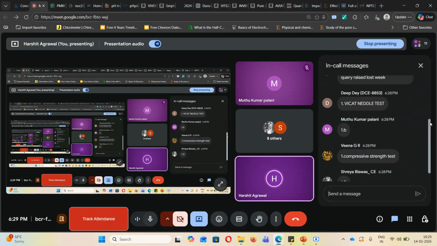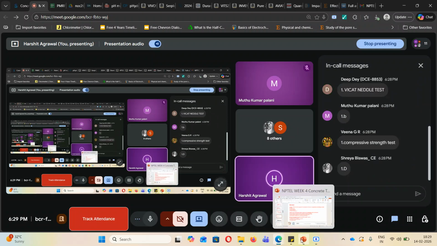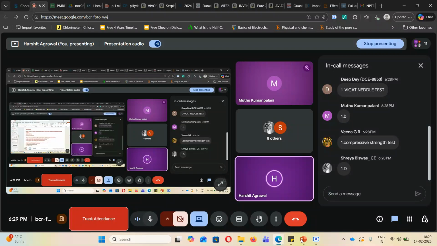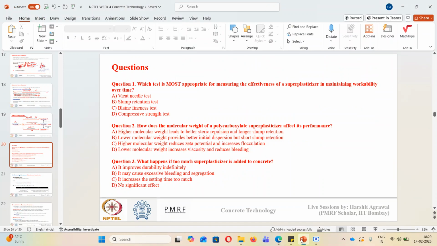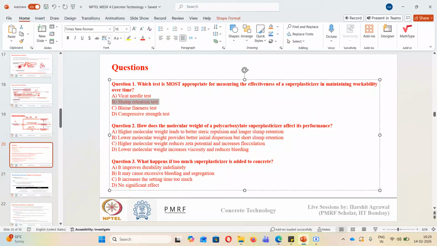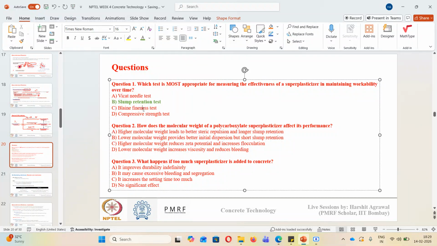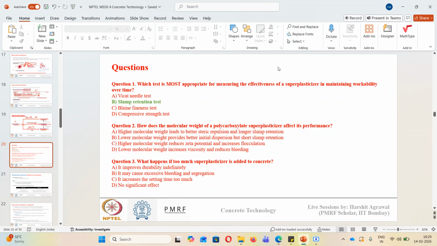So can anyone tell me the answer for question number one? What people are saying: Vicat apparatus, slump retention, compressive strength. Okay, we'll see. So the correct answer for first question will be slump retention test. Why? Because we are talking about enhancing the workability of concrete. Most appropriate measure for maintaining workability over time. Since we are talking about workability over time, we need to check the slump of concrete.